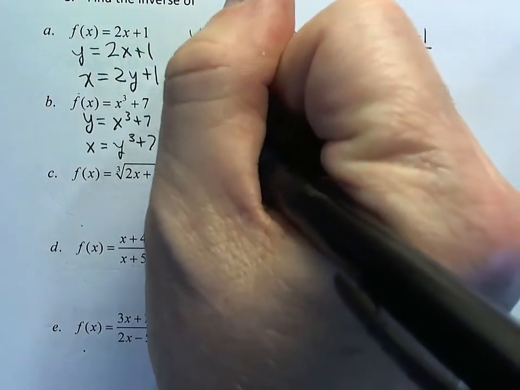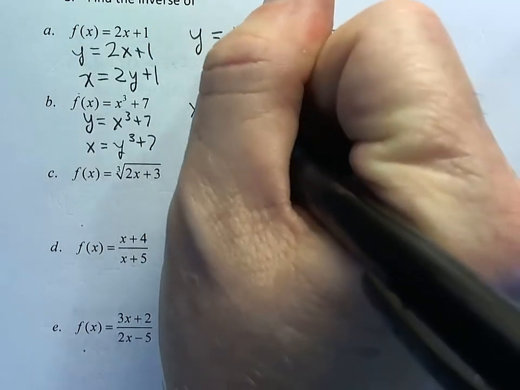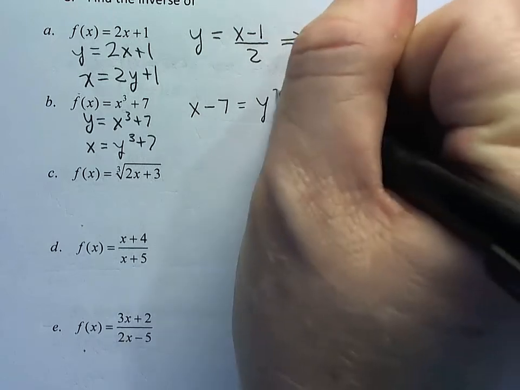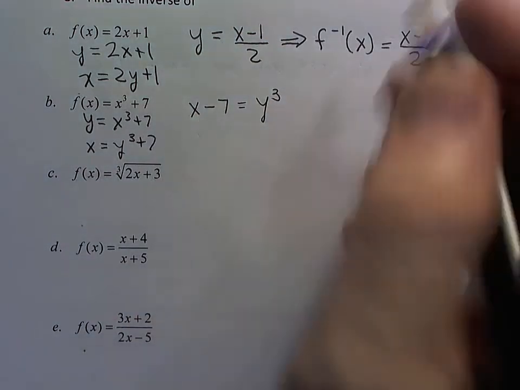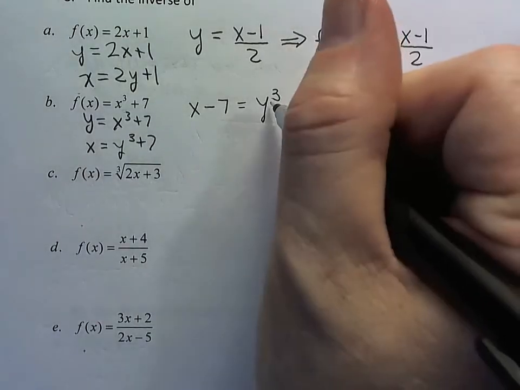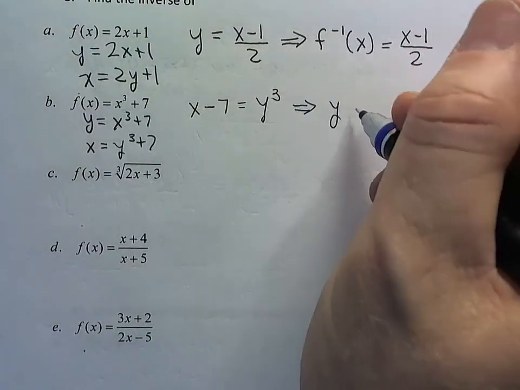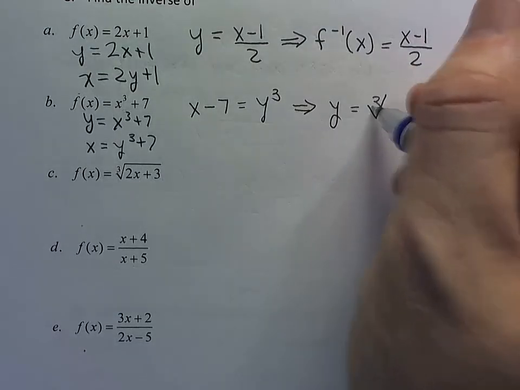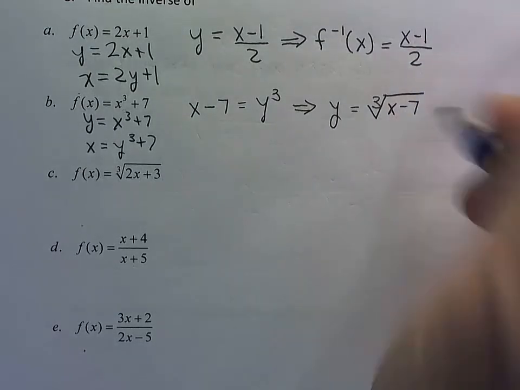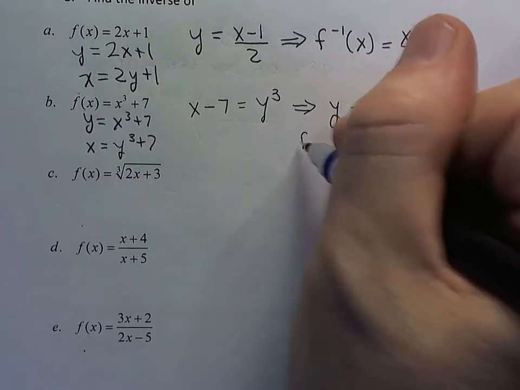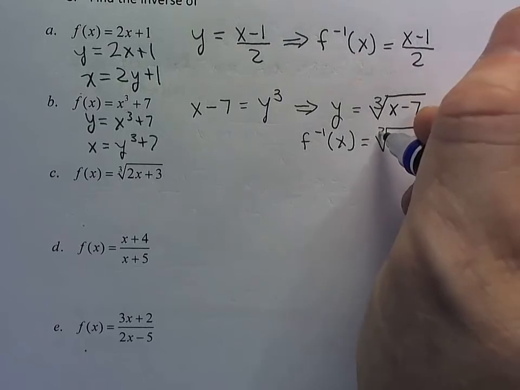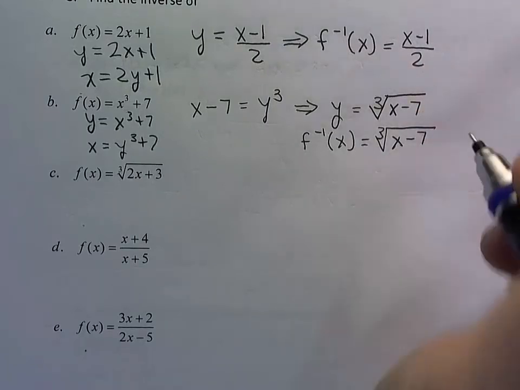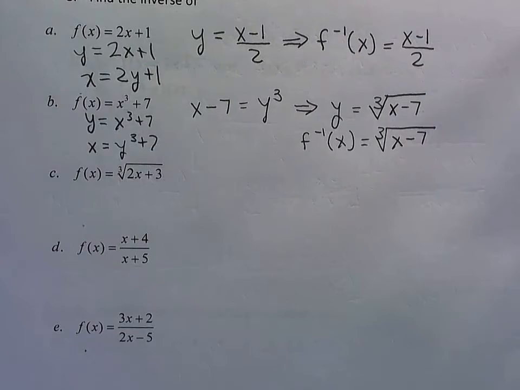So we get x minus 7 equals y cubed. Now to just have y equals, we cube root both sides. And when you cube root y cubed, you just get y. And then you have the cube root of x minus 7 on the other side. So what we have then is f inverse of x equals the cube root of x minus 7. Now, does anyone have any questions about that?